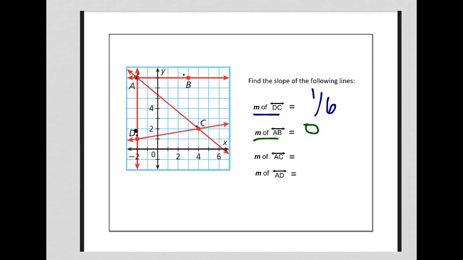Okay. Next we have our slope of AC. Okay, so we're going from A to C. You should see that this is negative, so you should end up with a negative slope. And when you calculate it, it'll be negative 5 over 6. So it goes down 5 and over 6. Okay, and last, for our slope of AD, okay, we're going from A to D. And again, looking at this graph, you should be able to tell that this is an undefined slope because it's a vertical line. Okay.